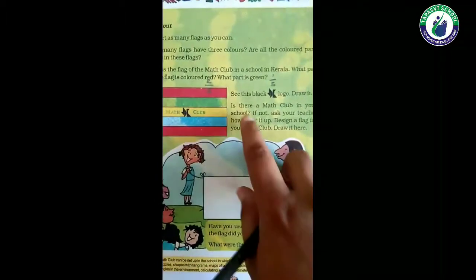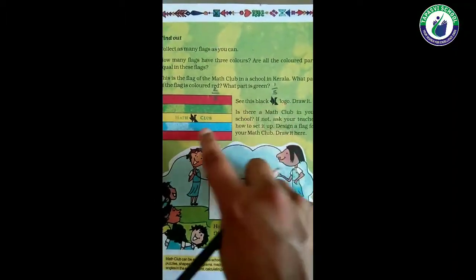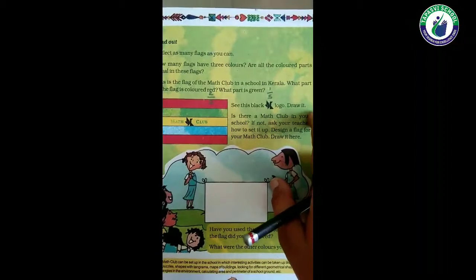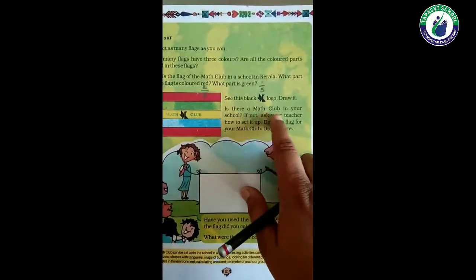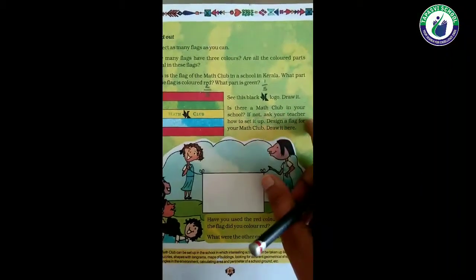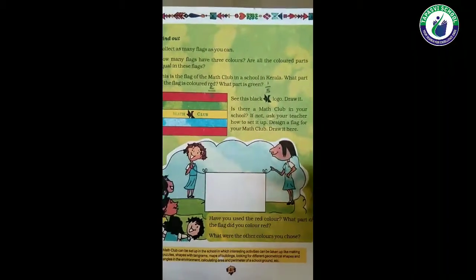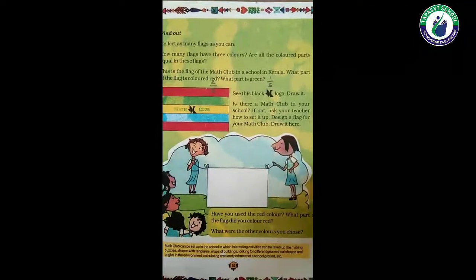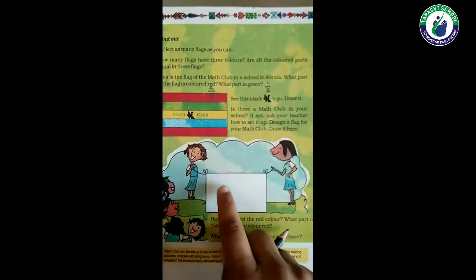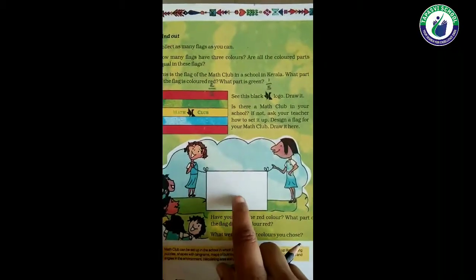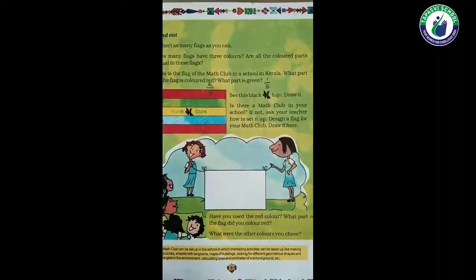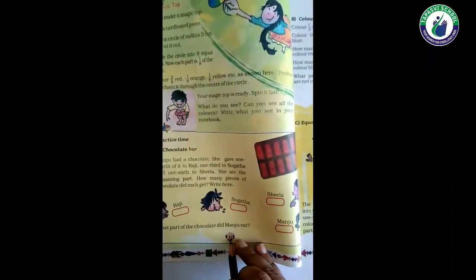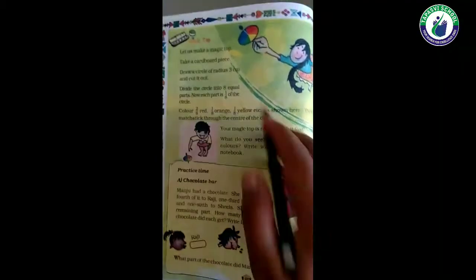Next one is, see this black logo, right? We don't have to draw it, right? Is there a maths club in your school? If not, ask your teacher, right? So these are the questions that can only be answered when we have this maths club in our school, and you can draw the same. You can draw your own design of the flag over here. Is it okay students?